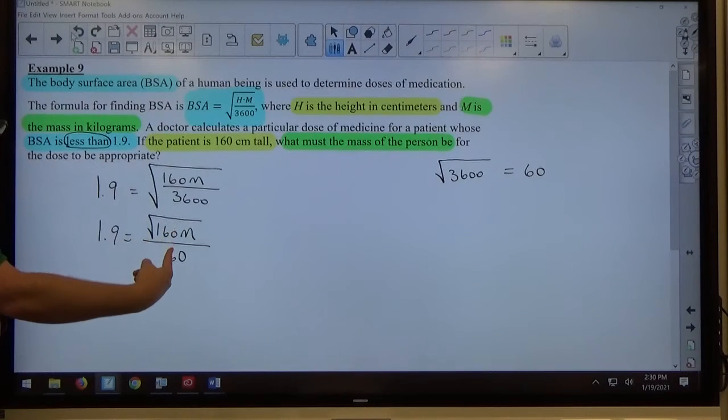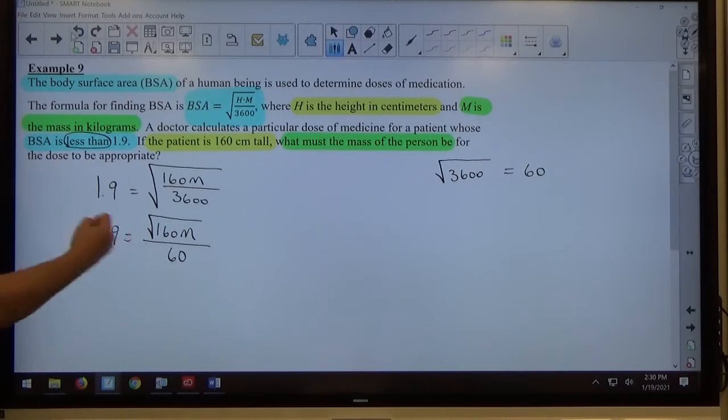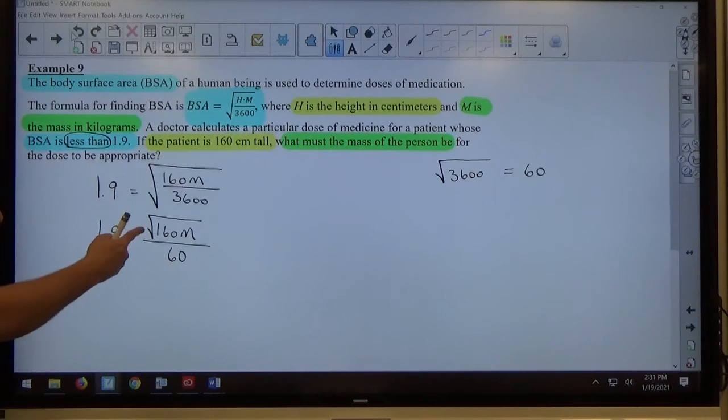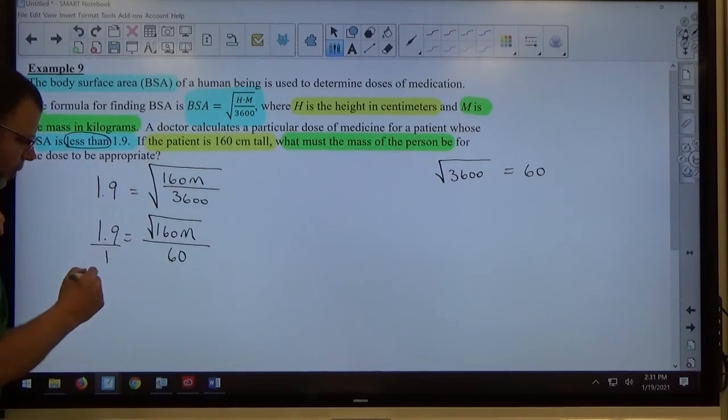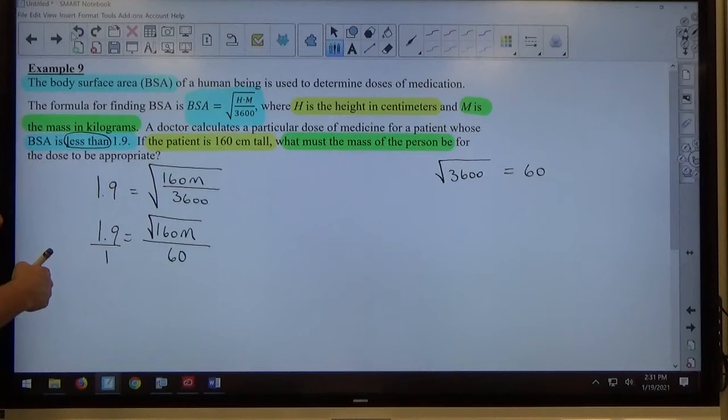The square root of the bottom can be evaluated exactly. It's no longer a square root on the bottom. Now it's just a normal looking 60. And then the square root of 160m, I'm not simplifying that or fixing it. I could pull some stuff out, but I'm fine with it like that for what we're doing. But to this point here, with the square root being divided by 60, I'm going to put this over 1. I'm going to go ahead and cross multiply.